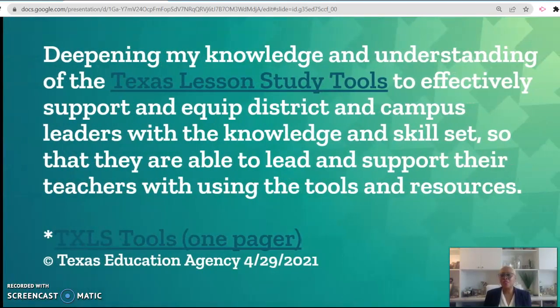I would also be deepening my knowledge and understanding of the Texas Lesson Study tools to effectively support and equip district and campus leaders with the knowledge and skill set so that they're able to lead and support their teachers with using the tools and resources. One of the things that we don't want is for teachers to view this as something else or something new. It's really building on what they already know, but giving them another lens, another perspective, and another way to utilize what they know to effectively and positively impact student outcomes.